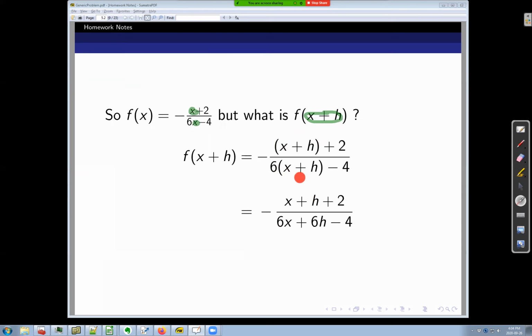But then these parentheses are doing something. They're separating that addition from this multiplication. So if I want to get rid of those parentheses, I have to distribute the multiplication. So I get 6x plus 6h, and then there's the minus 4. So that's that.